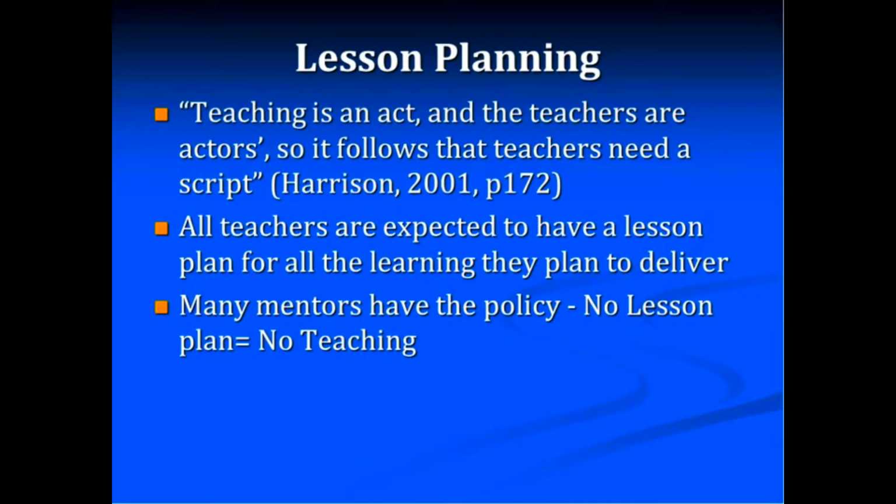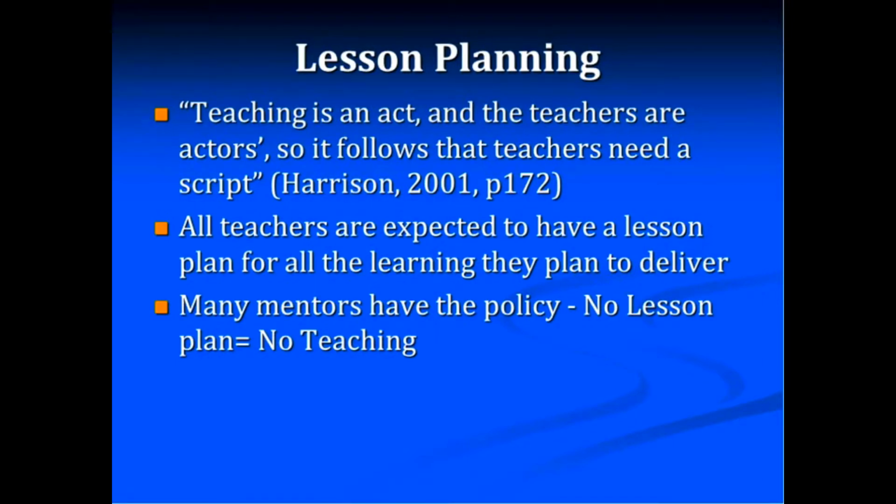So first of all, I want to just say that teaching is an act. As teachers are actors, you need to follow a script. The lesson plan is essentially a script. So for learning to occur, you need a bit of a script and a plan to deliver certain content so that students can learn along the way.